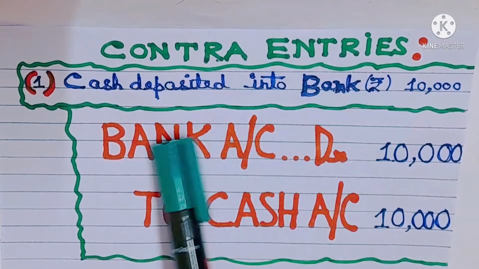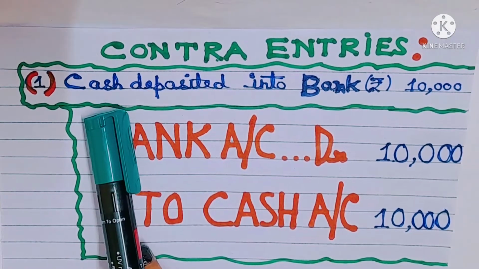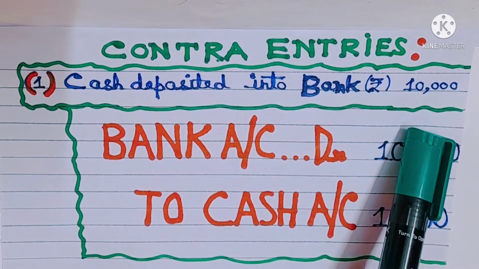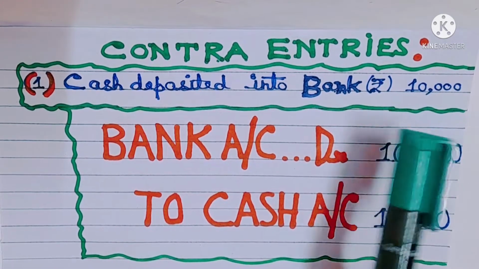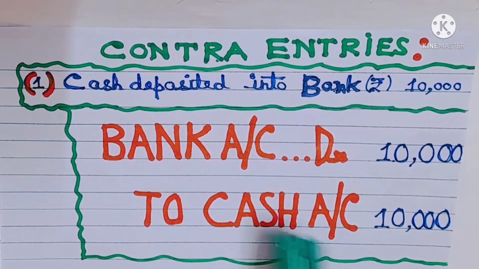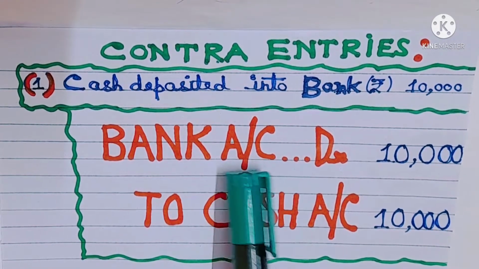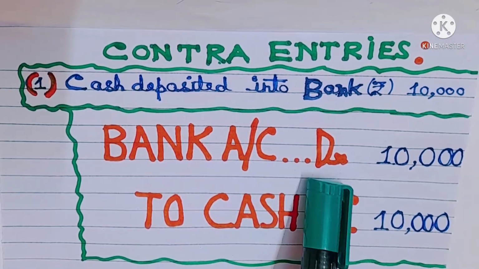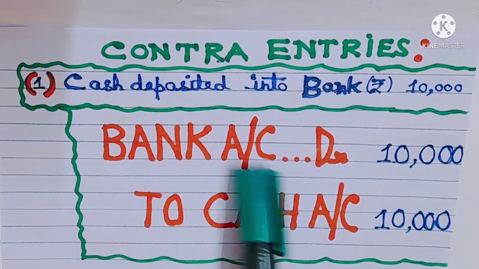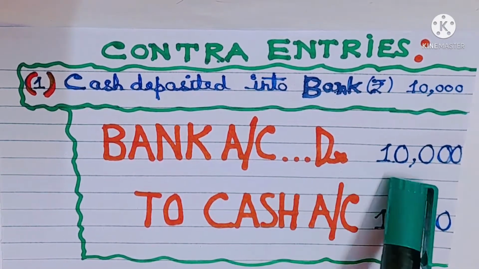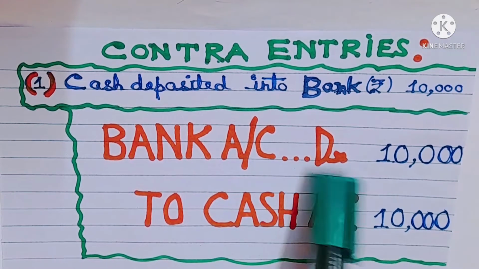The first contra entry. Number one, cash deposited into bank 10,000. So what will be the journal entry? The journal entry will be bank account debit to cash account. Why bank account is debit? Because bank comes under personal account. According to personal account, the receiver of the benefit is debit. Here, when cash is deposited into bank, bank is the receiver of cash. So bank account will be debited.